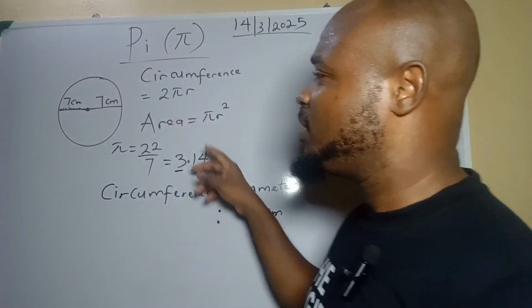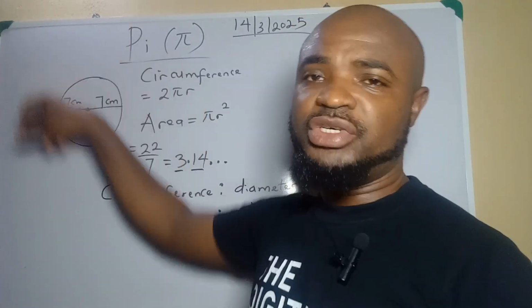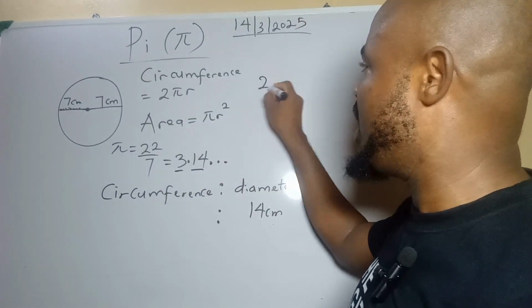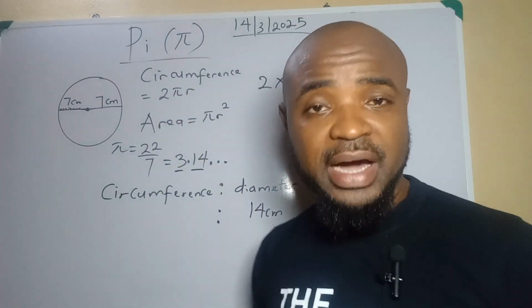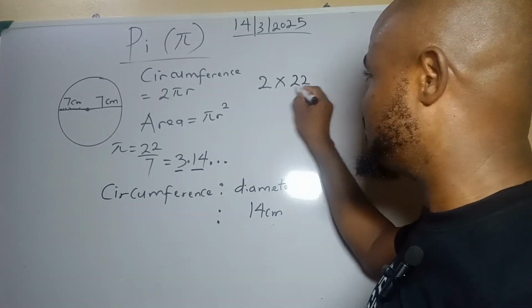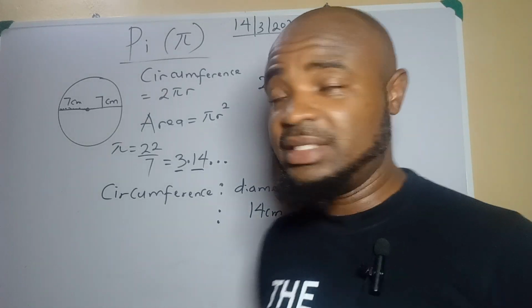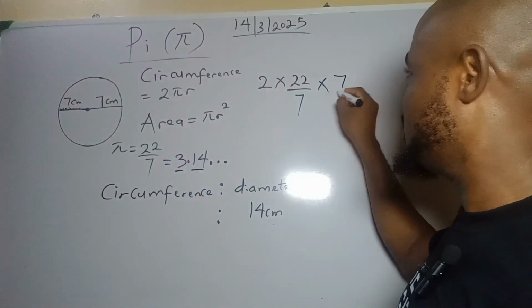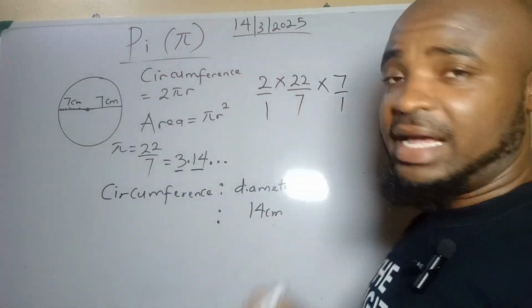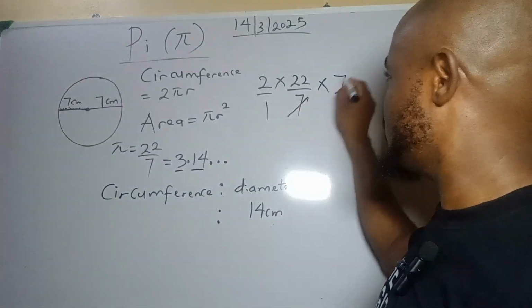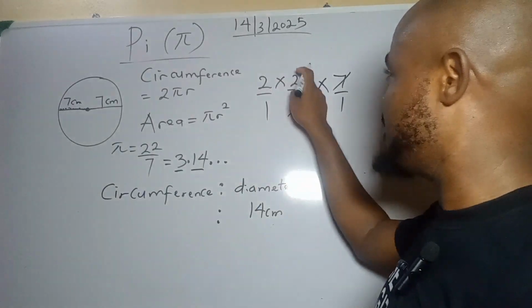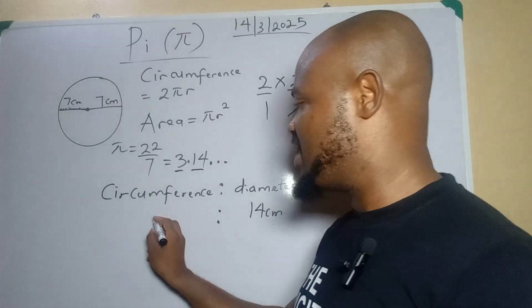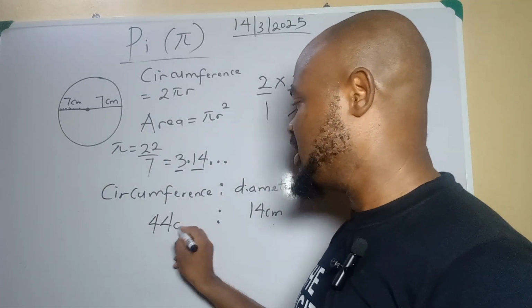Now let me get the circumference. The circumference of a circle is the measurement of the boundary of a circle. If I go by this formula, 2 pi r, don't forget our constant pi is always what? 22/7. That is 22 over 7, multiplied by the radius, which is 7. Then 7 divides into 7, and I have 2 times 22 to give me 44 centimeters. So I have my circumference to be 44 centimeters.